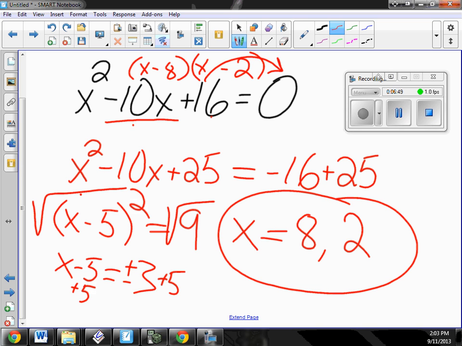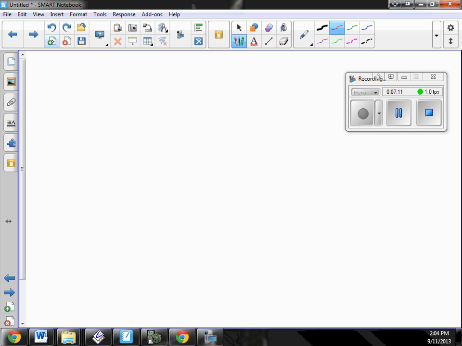Well, if it's factorable, why do I even bother completing the square? And the answer is completing the square always works, every time. But factoring doesn't work as often. So we're going to do completing the square on some easy problems, and then we'll do complete the square on the more difficult ones. Let's try another one.